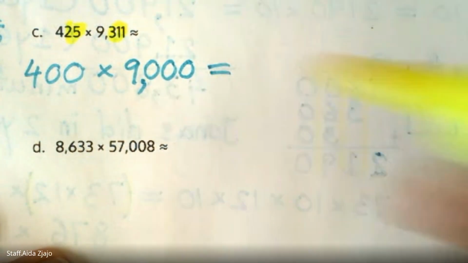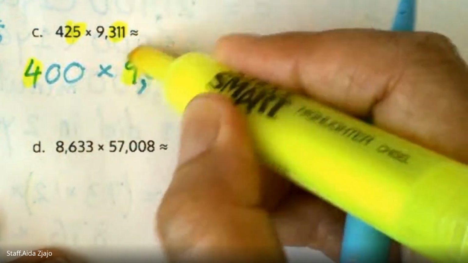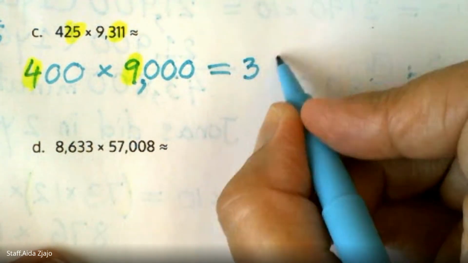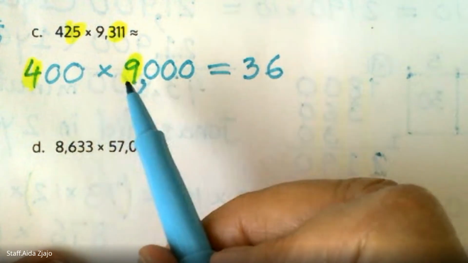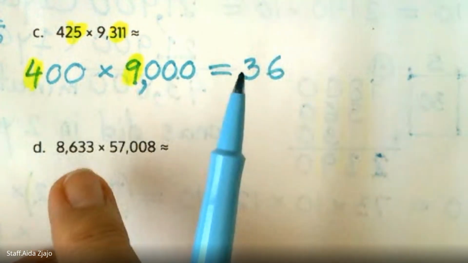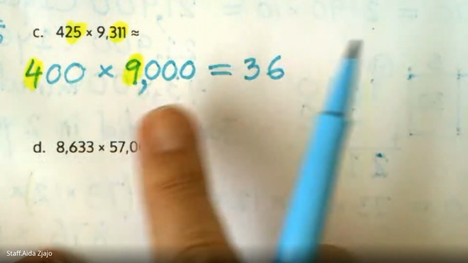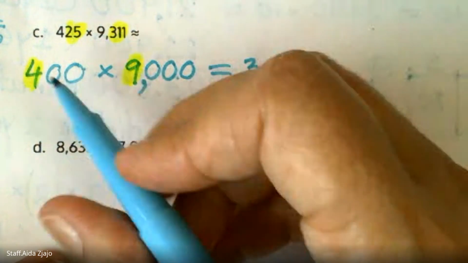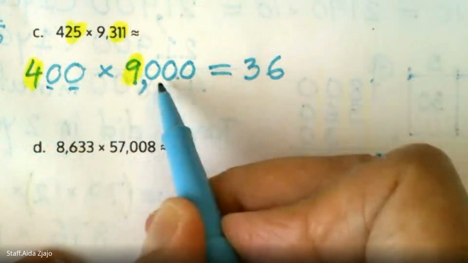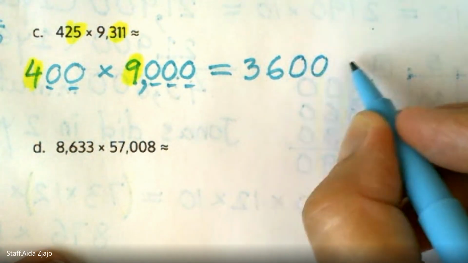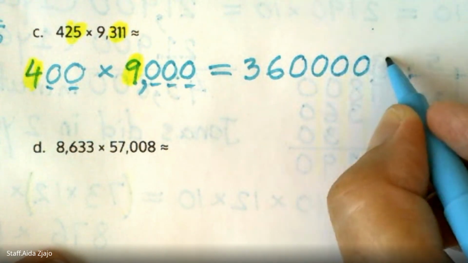Okay, so now it becomes easy. So 4 times 9 is 36. If you don't know, you can add 9 plus 9 plus 9 plus 9, or you can say 2 times 9 is 18, and 2 times 9 is 18. 18 plus 18 is 36. That's how. Then I add 1, 2, 3, 4, 5 zeros.